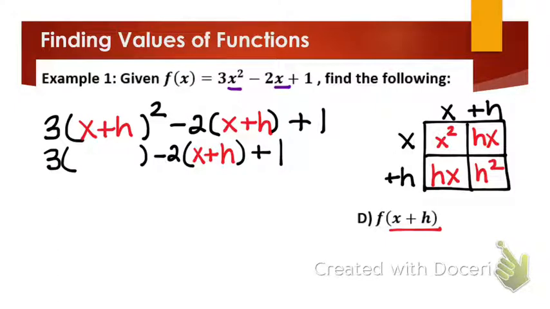So when you multiply x plus h times x plus h, these two are like terms. So this will become 2hx. So when you multiply x plus h times x plus h, you get x squared plus 2hx plus h squared. Go ahead and distribute the 3 and the negative 2.